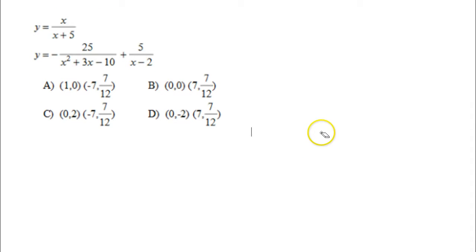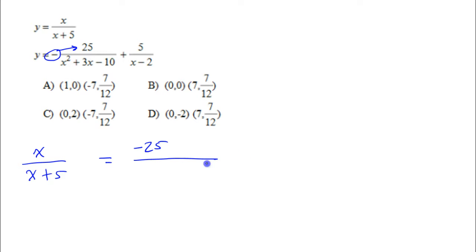The first step will be to set these equations equal to each other. So if we do that, we've got x over x plus 5 is equal to, and I'm just going to go ahead and take this negative sign and put it in the numerator, because you can move it wherever you want, top, middle, or bottom. So I choose to put it in the top for convenience. So I'll put that up there.